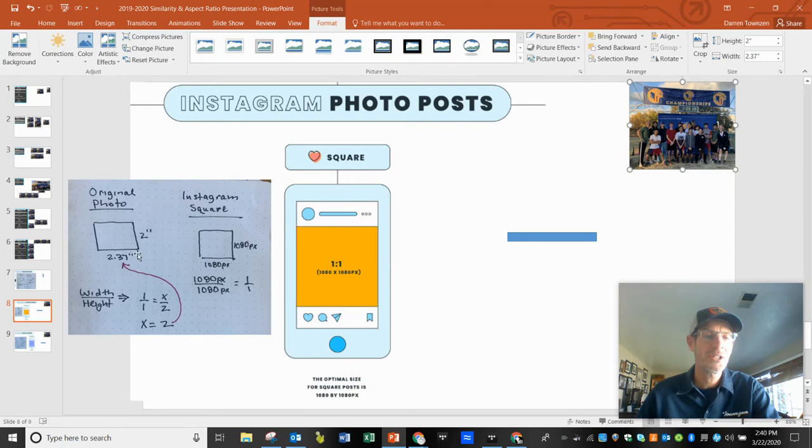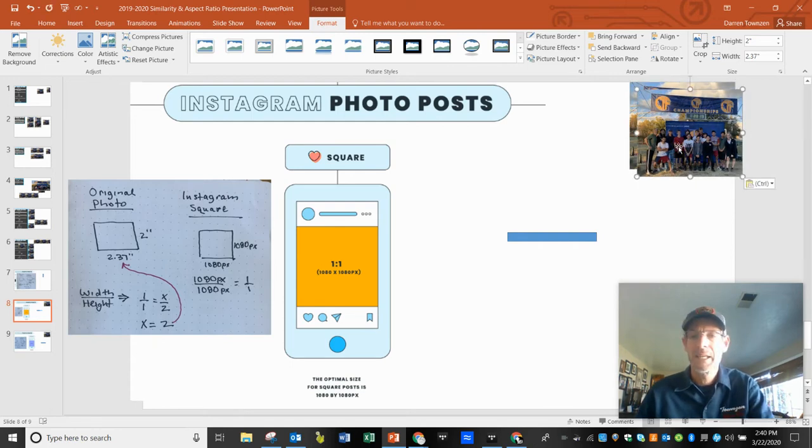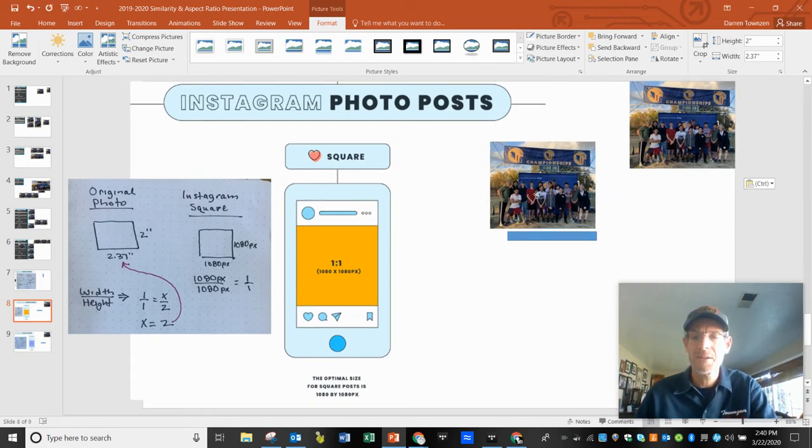All right, if I want to put it in square mode, I have the same problem. So my picture is 2 by 2.37, but they require 1080 pixels by 1080 pixels, which is a ratio of 1 to 1. So if I do this proportion, 1 over 1 equals x over 2, I can find out that the bottom of my picture needs to have a width of 2, which means I'm going to need to cut some people out of the picture possibly.